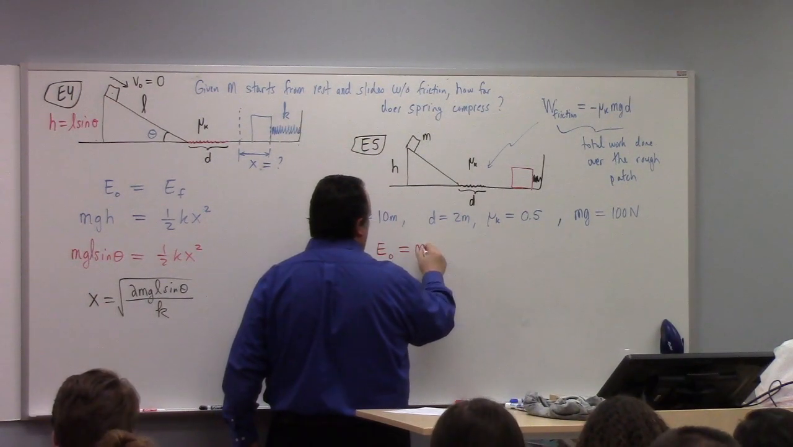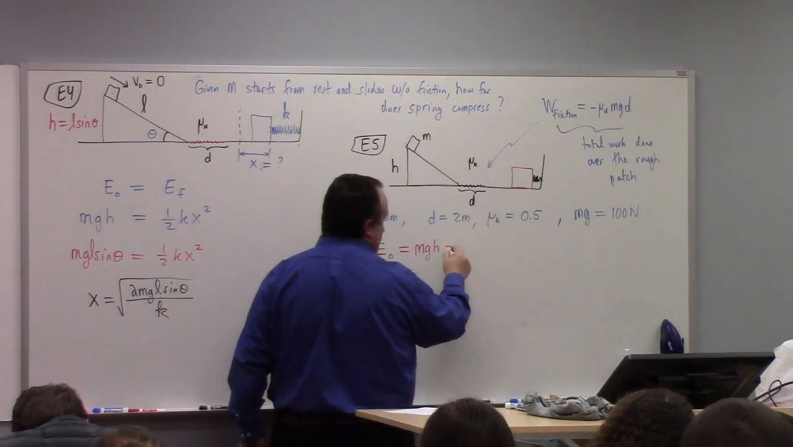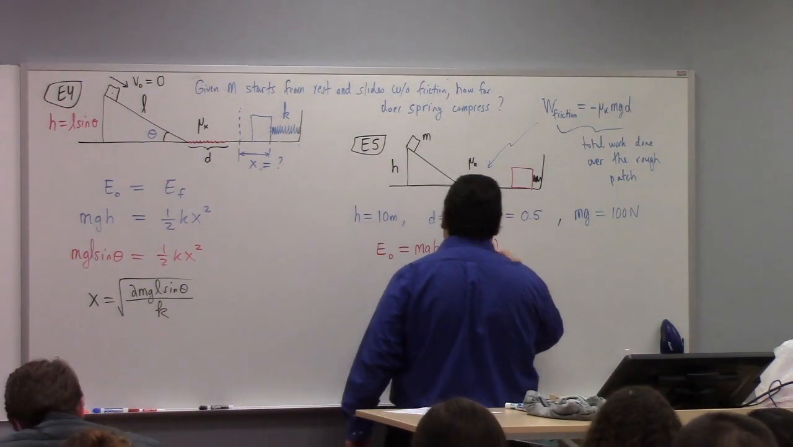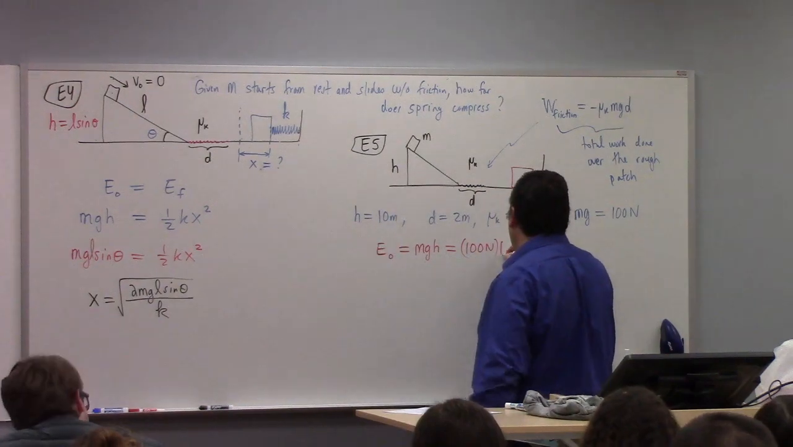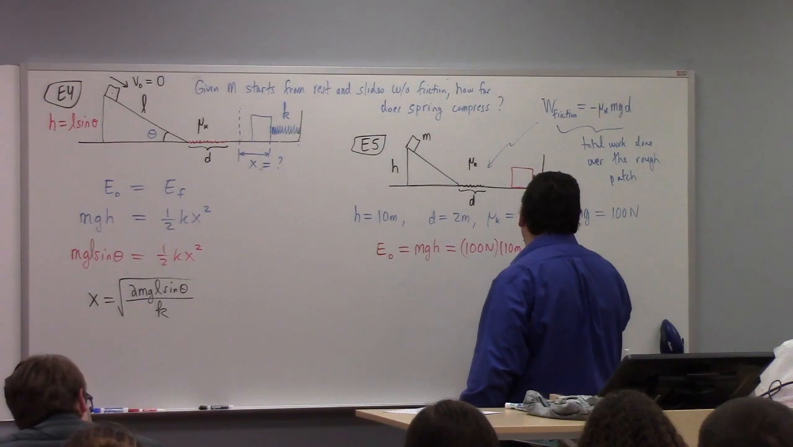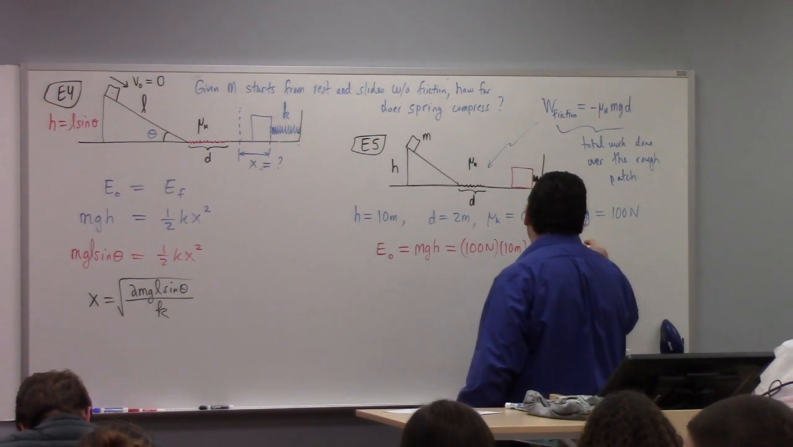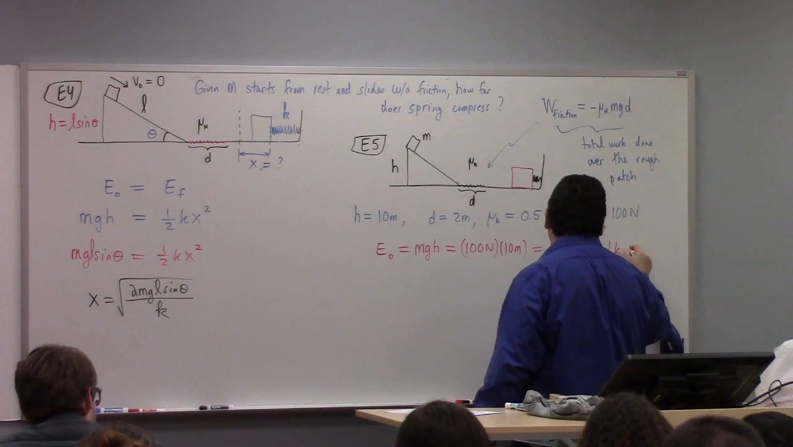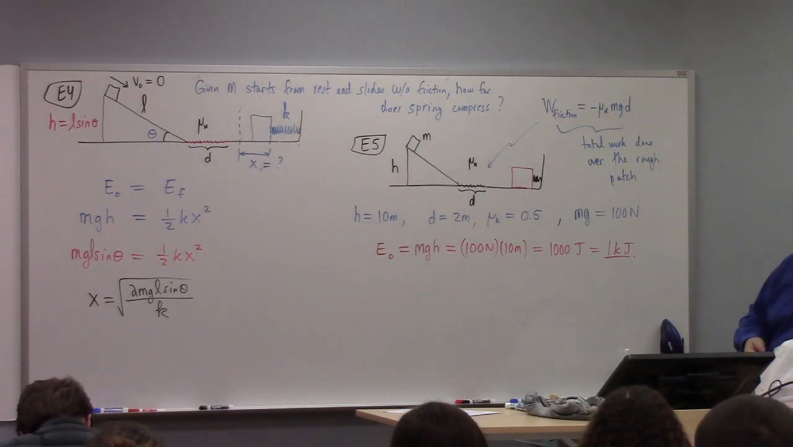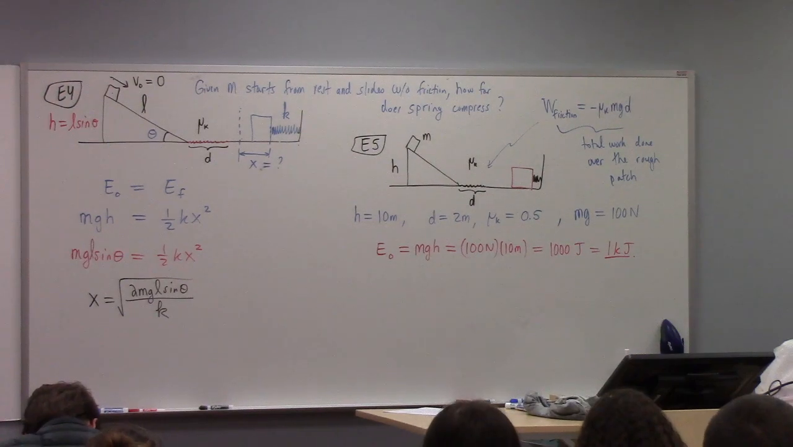We do mgh, right? Which is what, 100 newtons times h, which I said was 10 meters. So what'd you tell me? 1,000? 1,000 joules, or if you like, 1 kilojoule. There we go. It just sounds cooler to say kilojoule, but I'm easily impressed.